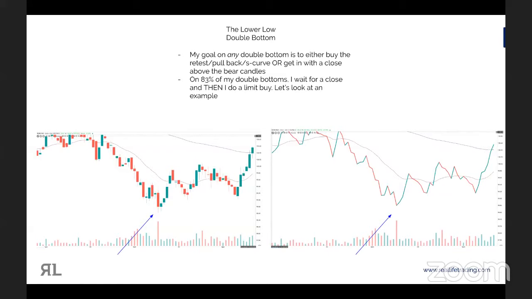Now, my goal on any double bottom is to either buy the retest or to get in with a close above these bear candles. On 83% of my double bottoms, I wait for a close and then I do a limit buy. 83% of the time, which is a pretty high level.